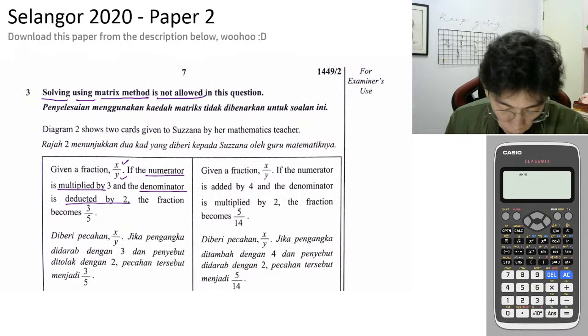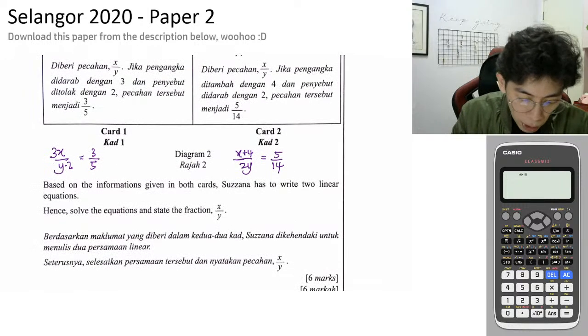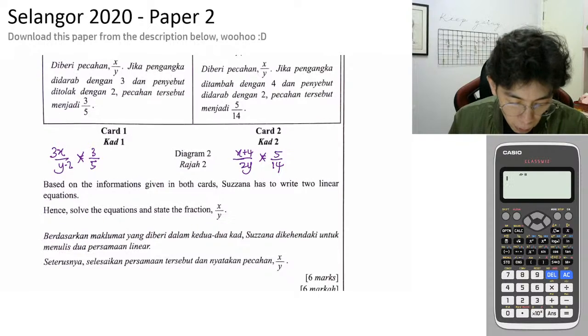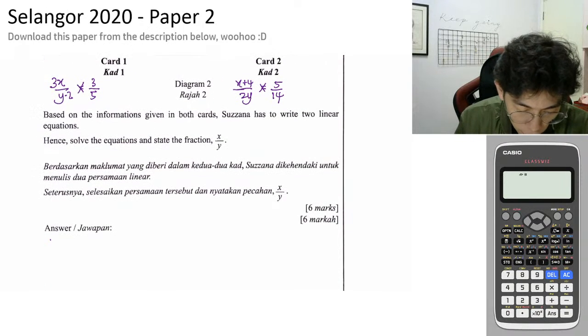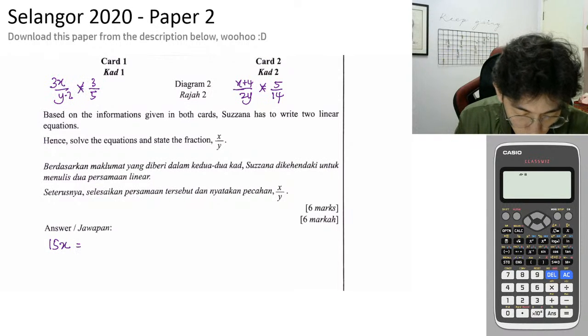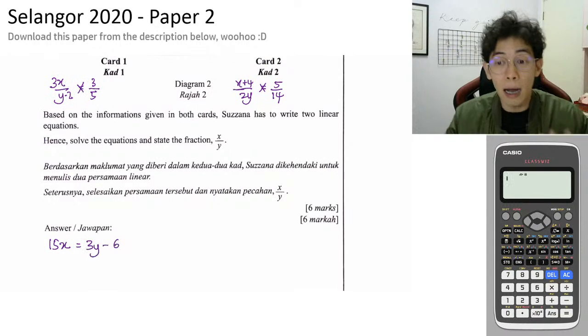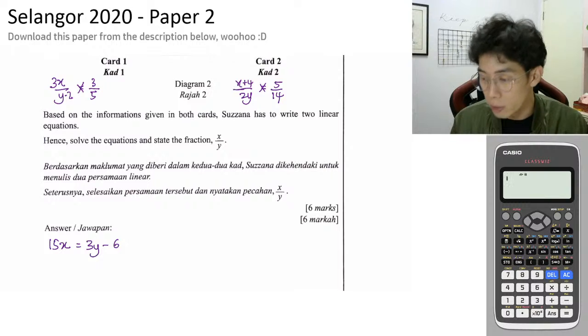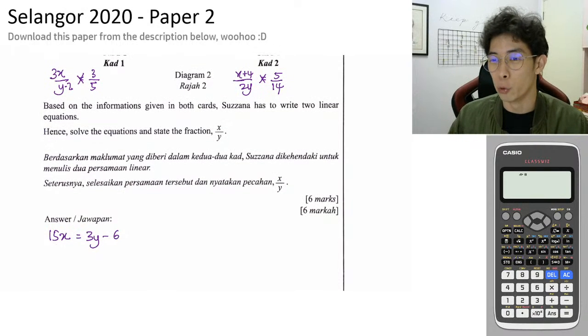So I'm going to move down and do my relevant cross multiply to make it a normal equation. Cross multiply. The first one, 15x: I'm going to times these two, and the next one I'm going to times these two things. 15x equals 3y minus 6. I'm going to make it into normal standard linear equations so that I can apply my usual elimination. I'll be using elimination, everyone.